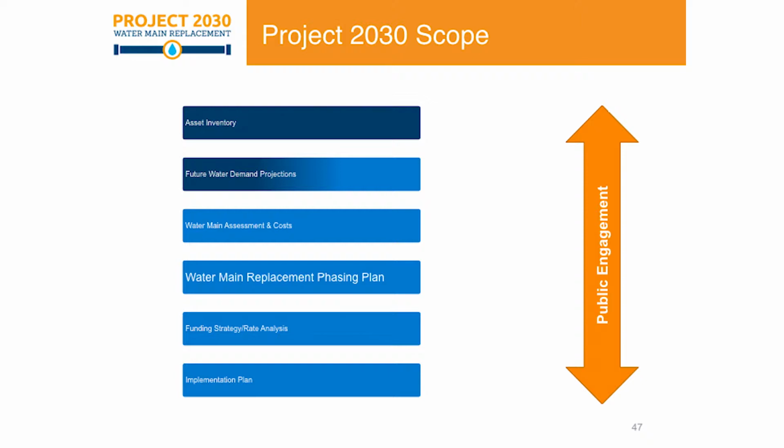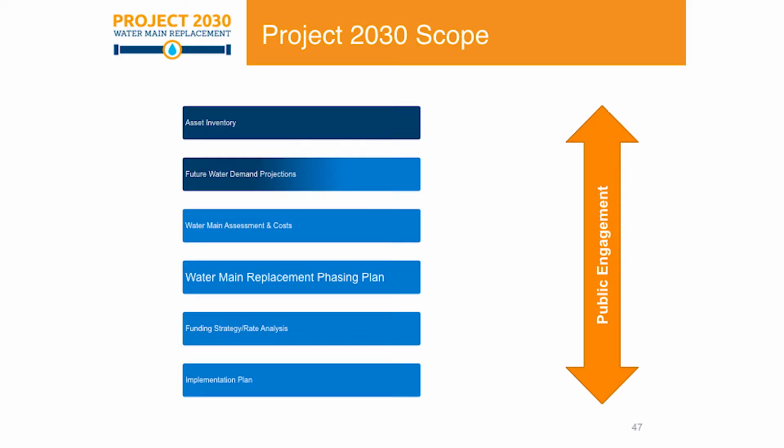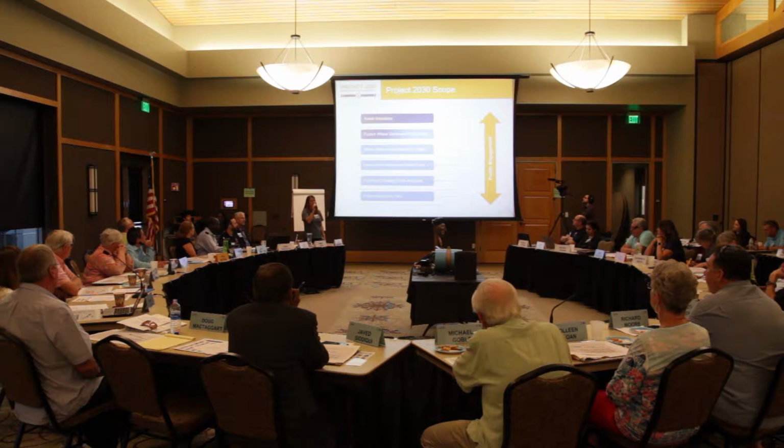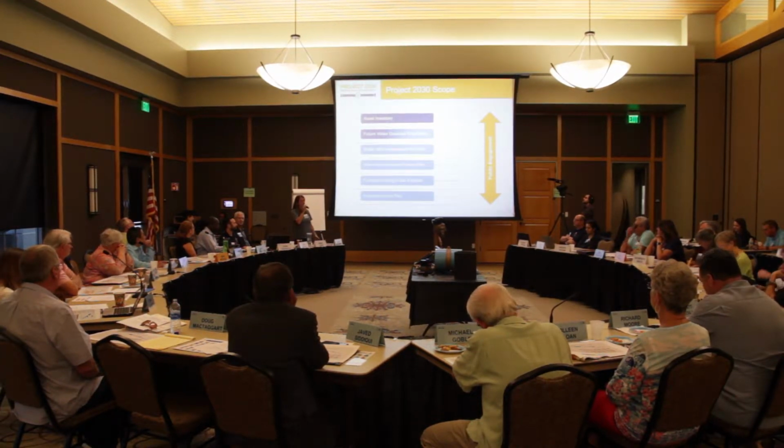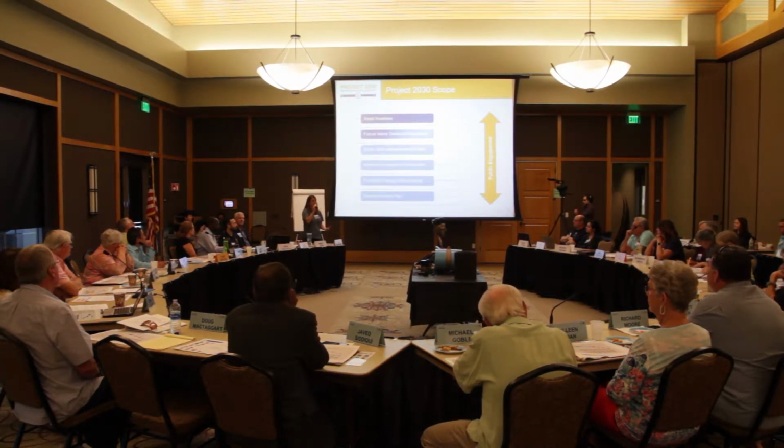As you can see on the right, we have the public engagement. We plan to engage with the public, the customers, including the customer advisory committee. We have various meetings that we're attending, and we plan to do that throughout this whole process. We want to make sure that our customers are informed and provide input to us so we make the best decisions possible.